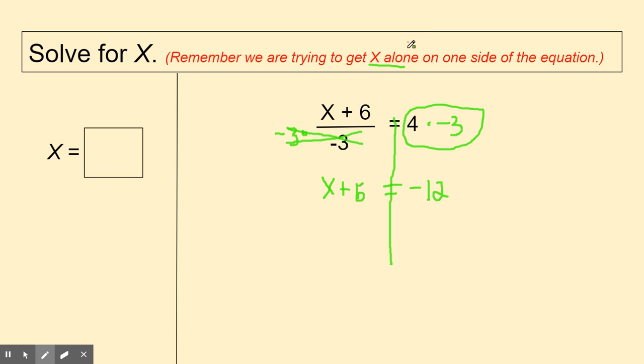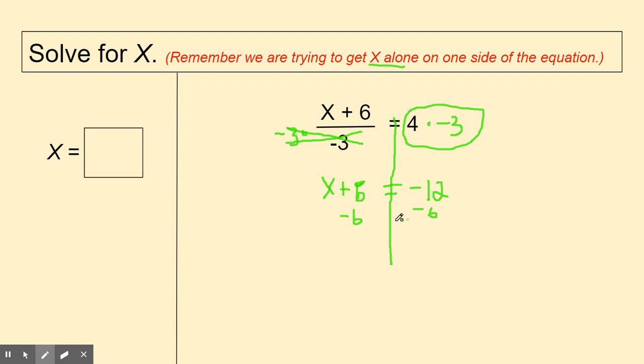Well, we're not quite done yet. X is not alone on one side of the equation. Now we have x plus 6 equals -12. How are we going to undo that plus 6? That's a bad 6, I'm sorry. We will undo the plus 6 by subtracting 6 from both sides.